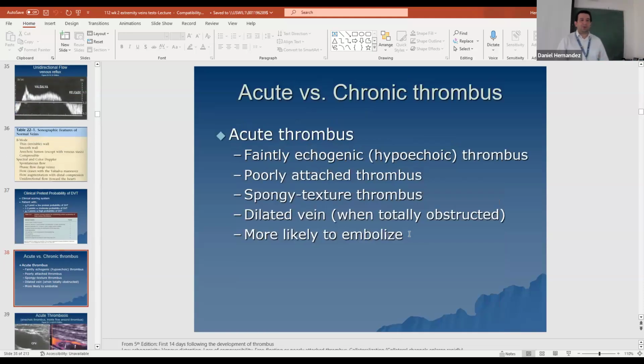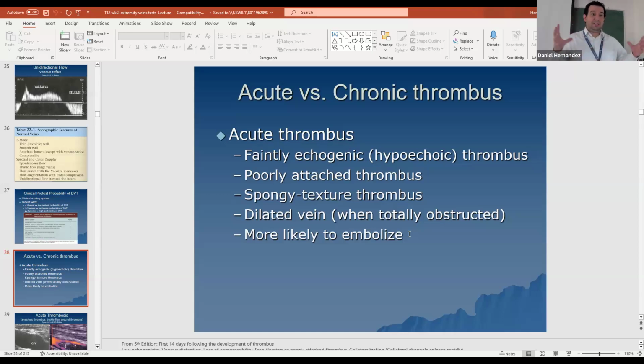So acute versus chronic. So we touched a little bit, I think, on this last week. But acute thrombus, it's going to be faintly echogenic, more hypoechoic. If it's very, very new, it could be very, very anechoic and very hard to see on ultrasound. These acute thrombuses are poorly attached. So they can even be potentially free floating, moving around, flapping around in the vessel. We refer to them as having a more spongy echo texture.